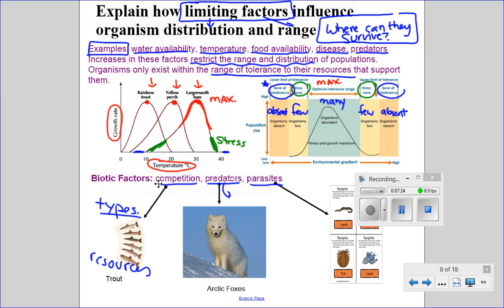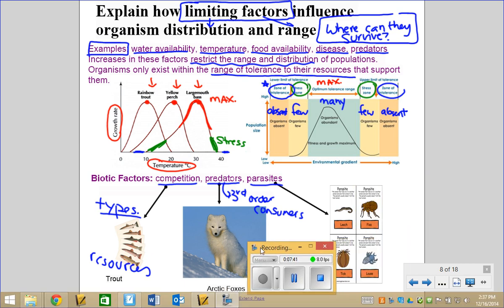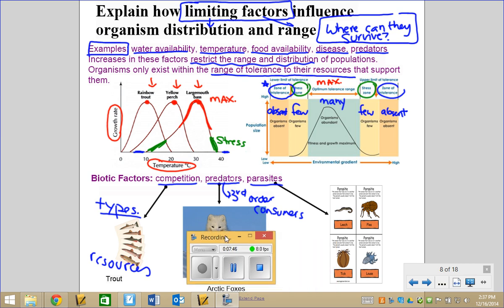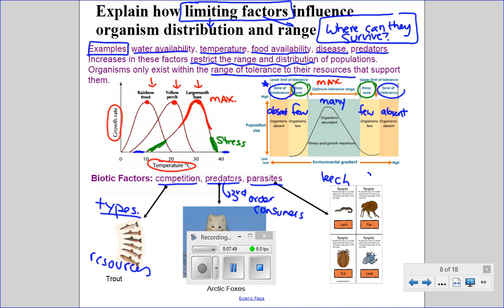Predators, let's remind ourselves, are things like third-order consumers. Now, they could be second-order consumers too, but usually when we think of predators, we think of things that are third or higher on their food chain. And then we did mention parasites the other day. I just wanted to make sure you had a few examples of what they are. In my example here, there is a leech, a flea, a tick, and a louse. These are all organisms that require a host. They need to take energy from some other organism in order for them to survive.